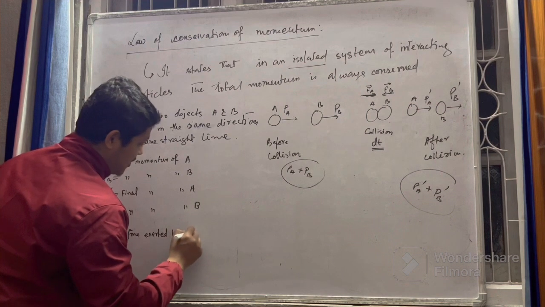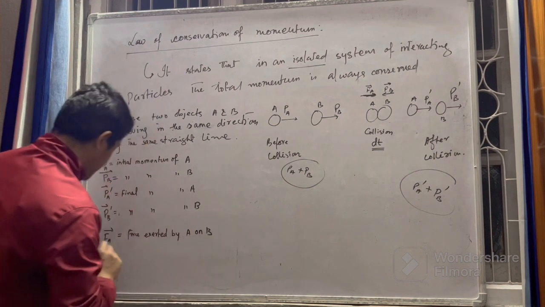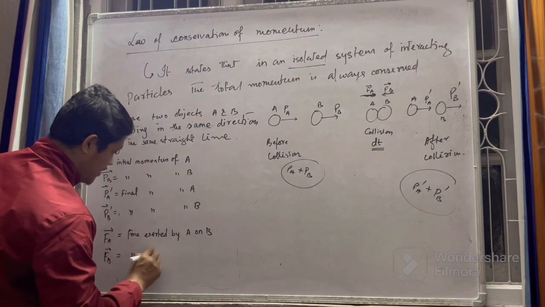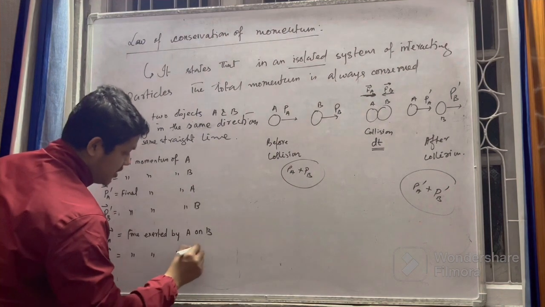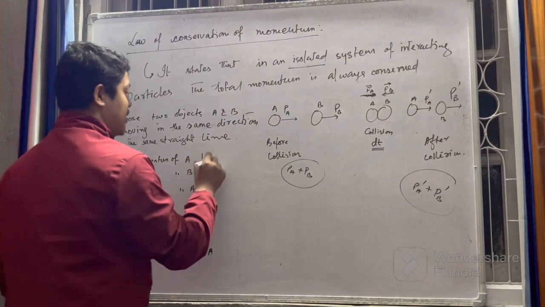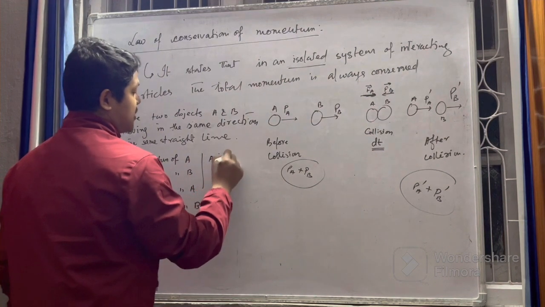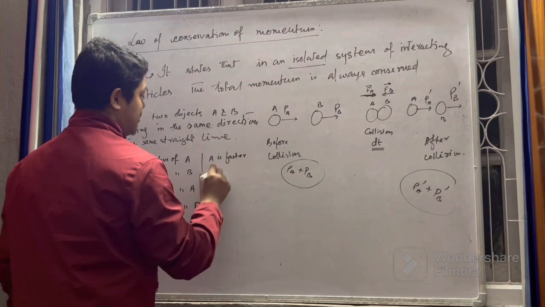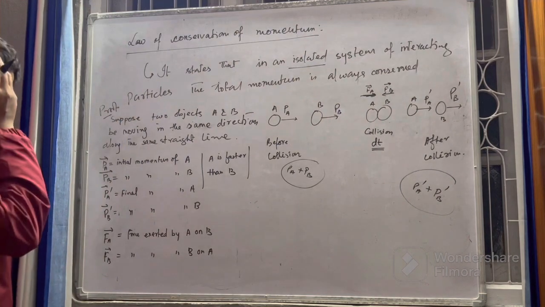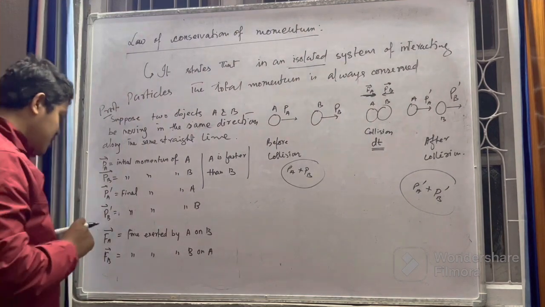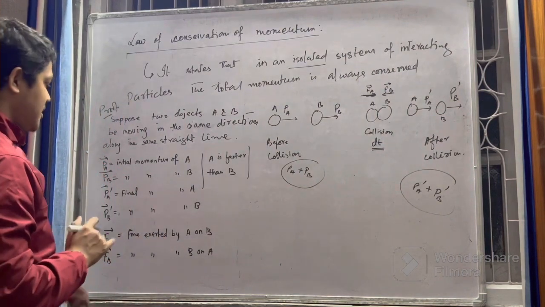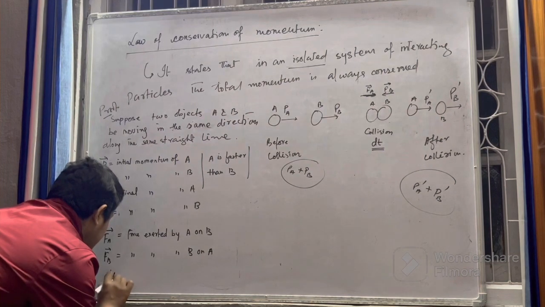the object A on B, and Fb is the force exerted by B on A, and also mention A is faster than B. That's why they are colliding with each other, right? Now you see, and dt is the duration of collision.